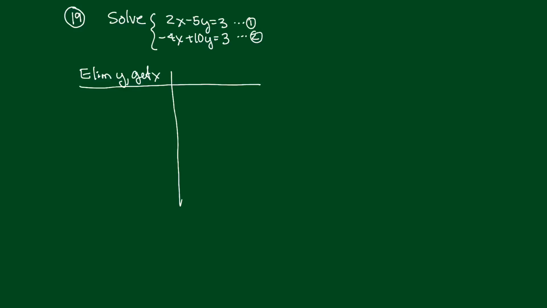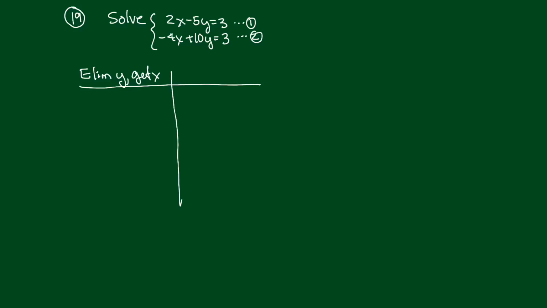What I'm going to do is focus in on the coefficients of y, and I want them to become opposite. So I notice already they have opposite signs, and the smallest number they both divide into is 10. So we can multiply the top equation by 2, and we don't have to do anything to the bottom equation.